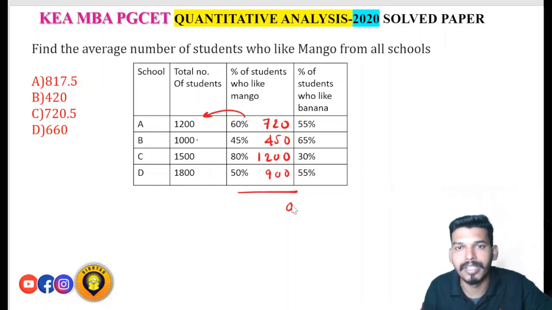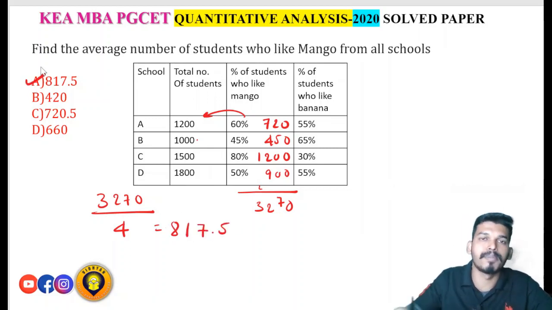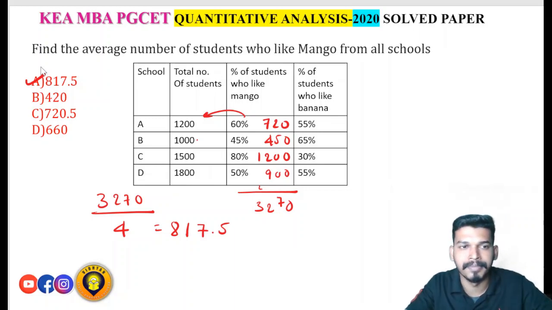Let's sum it up. 0, 7, then 9 plus 2 is 11, 11 plus 4 is 15, 15 plus 7 is 22. So 3270 is the total, divided by 4. 4 8s are 32, 4 1s are 4, 4 7s are 28.5. 817.5 is the answer. Got it? Next one.